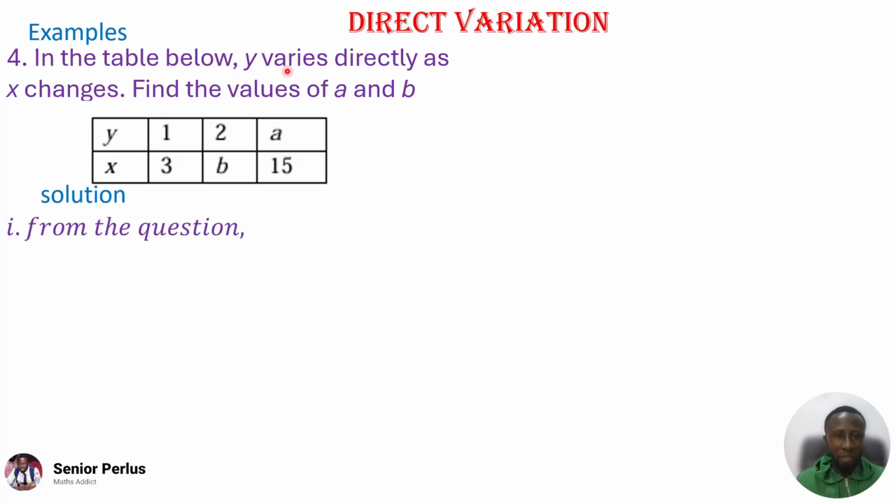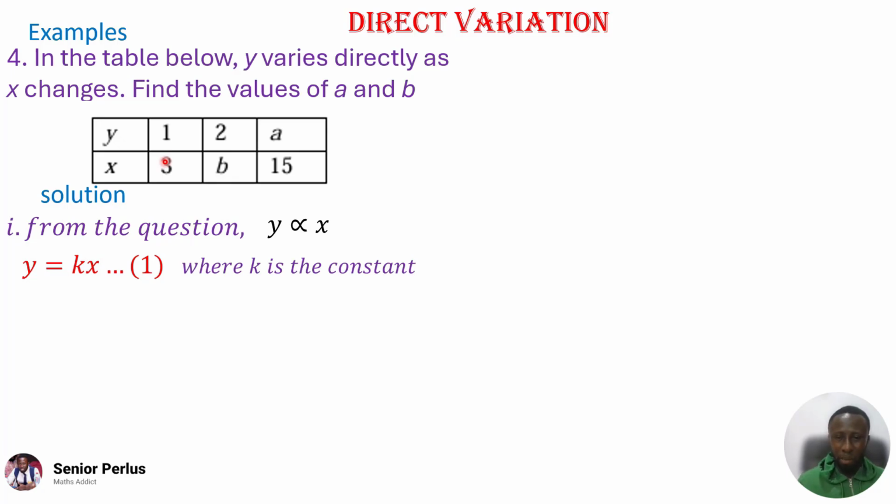Y varies directly as s. Very simple. This is the expression. Then let's put it in mathematical form. That's where you have to introduce the k nicely. Then this is equation 1, where k is the constant of proportionality. So from the table, I'll just choose one of these. I'll choose 1 and 3 to find k, because we cannot find a and b without knowing the k. That's a constant. As we did in the previous examples, we first find the k.